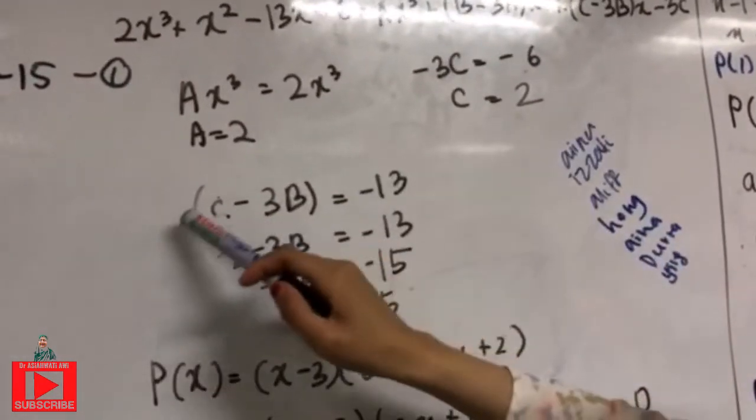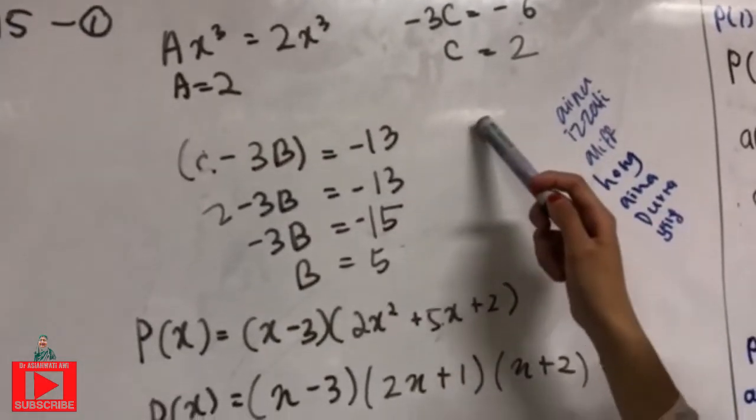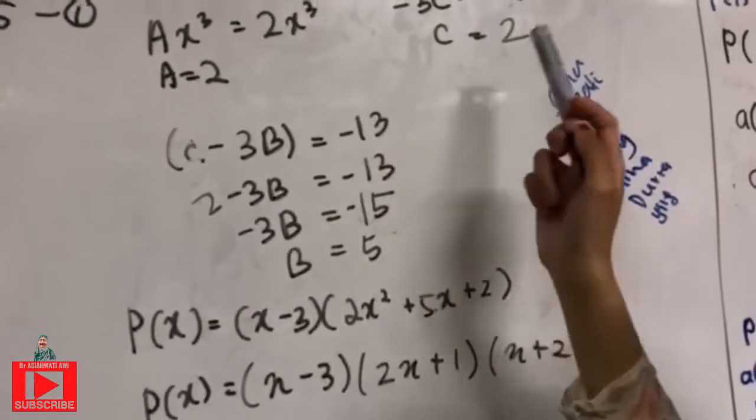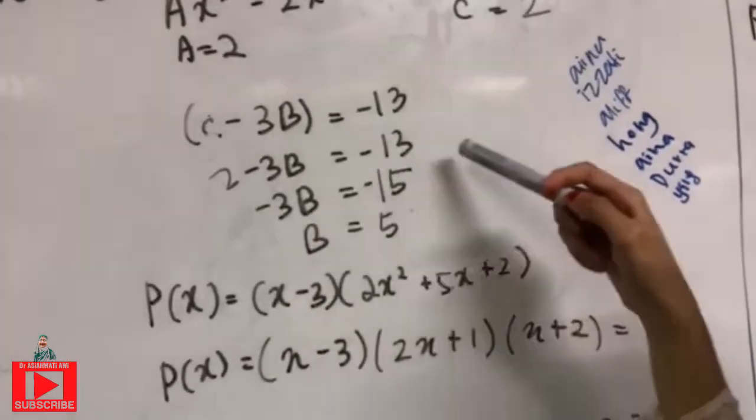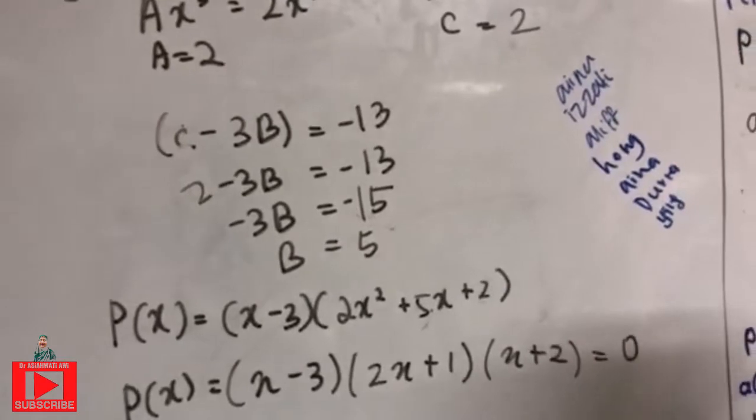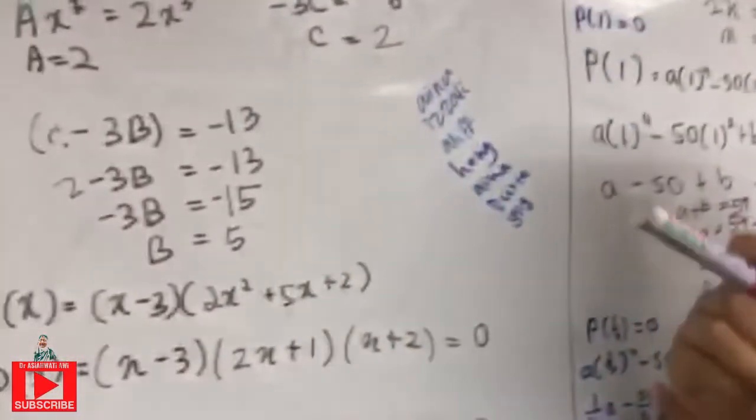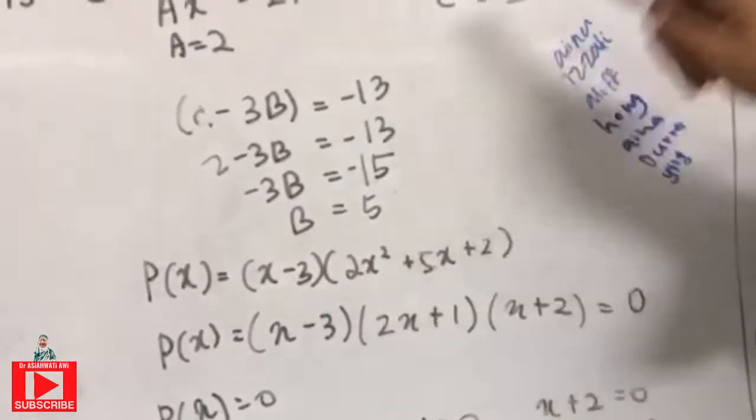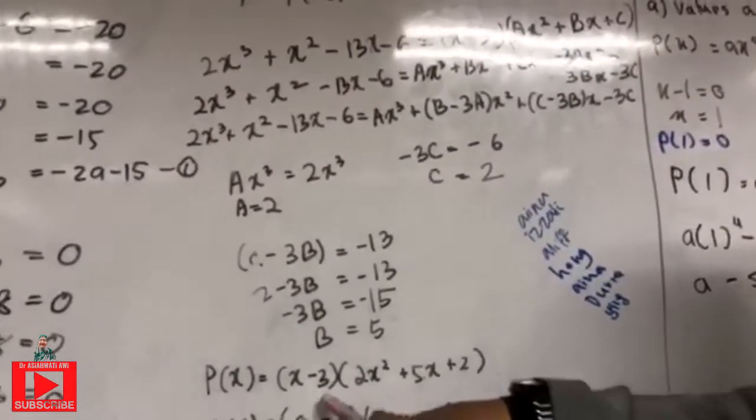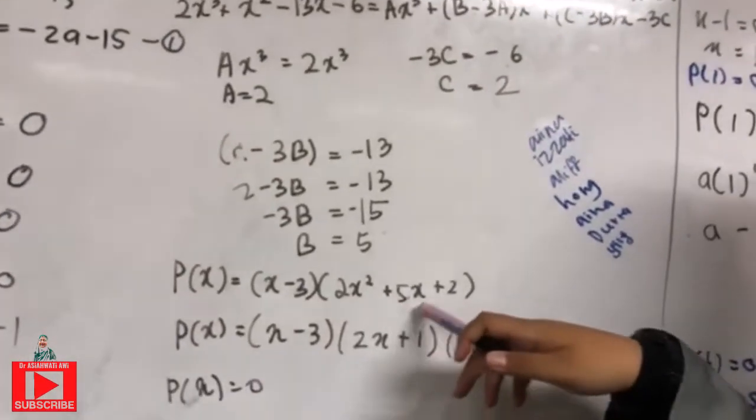So c equals... c minus 3b equals negative 13. Then we substitute the value of c here, 2 minus 3b equals negative 13. Then we close and get b equals 5. So, after we get the values of a, b and c, we just put the values of a, b and c in the general formula. So we got (x minus 3)(2x squared plus 5x plus 2).